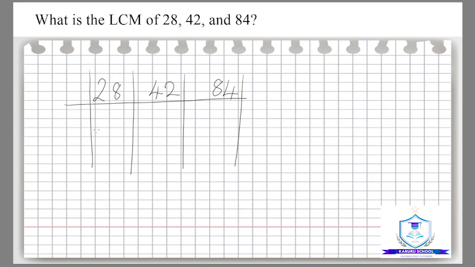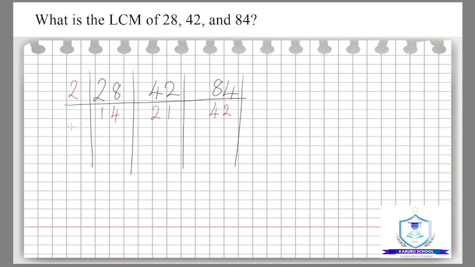And this number is 2. So we write here 2. 2, we use it to divide 28. So 28 divided by 2 gives us 14. And then 42 divided by 2 gives us 21. And then 84 divided by 2, this gives us 42.